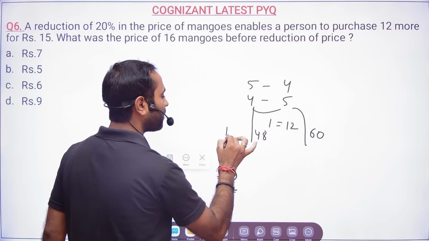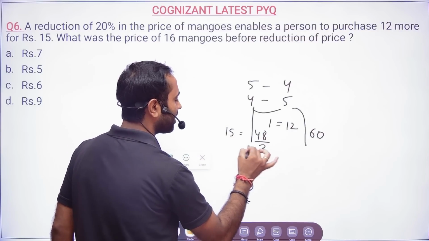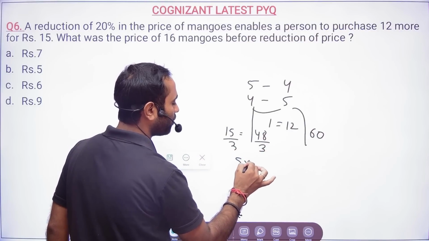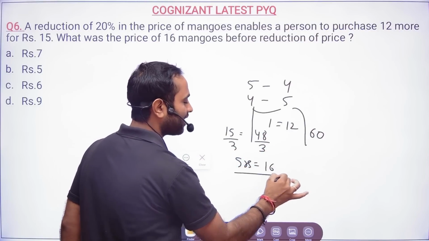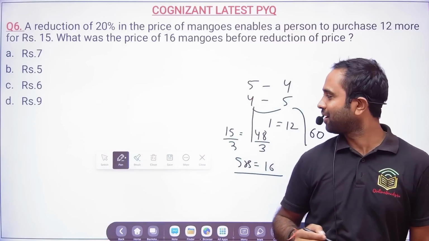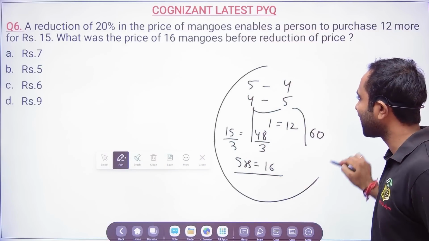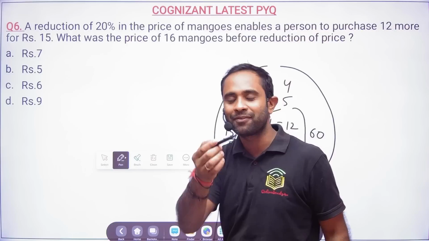Sir, earlier in 15 rupees they were getting 48. Then now if they want to know the 16 mango price, in 5 rupees they will be getting 16 mangoes. How much time are you taking? You are not even taking 30 seconds.